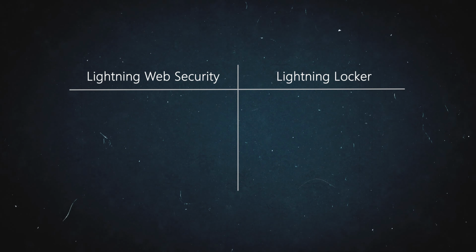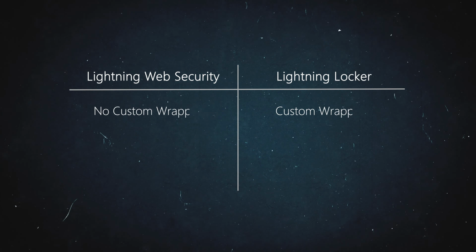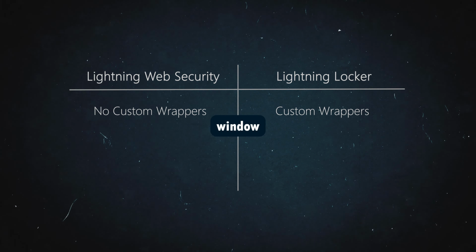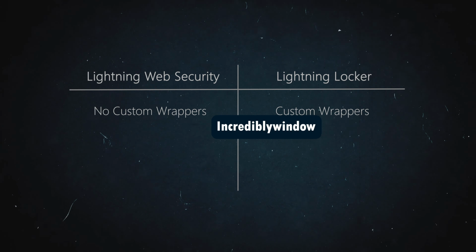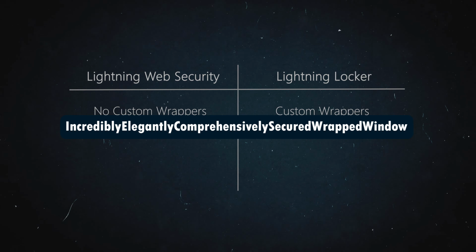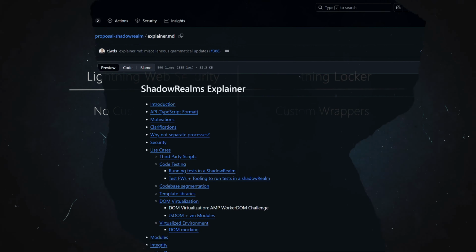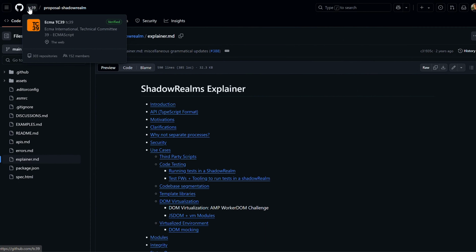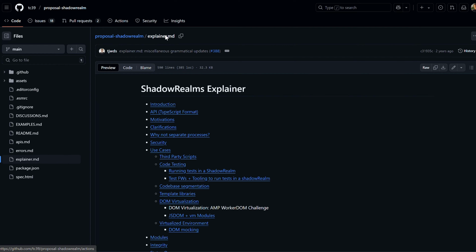We clarified that Lightning Web Security does not use wrappers. That is, if there is a global element window, it remains an element called window and not some custom, incredibly, elegantly, comprehensively secured wrapped window, as in Lightning Locker. As for separating your components into namespaces in order to secure, isolate, encapsulate, Lightning Web Security does a very good job of following the TS39 standards.